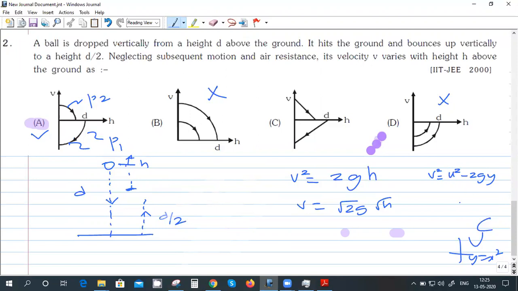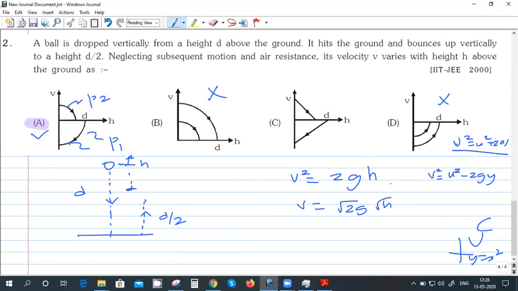I will go with this one. For upward motion, I'm using the equation v squared equal to u squared plus or minus 2as, because here we need the relation between v and displacement, and this is the equation which has that relation.